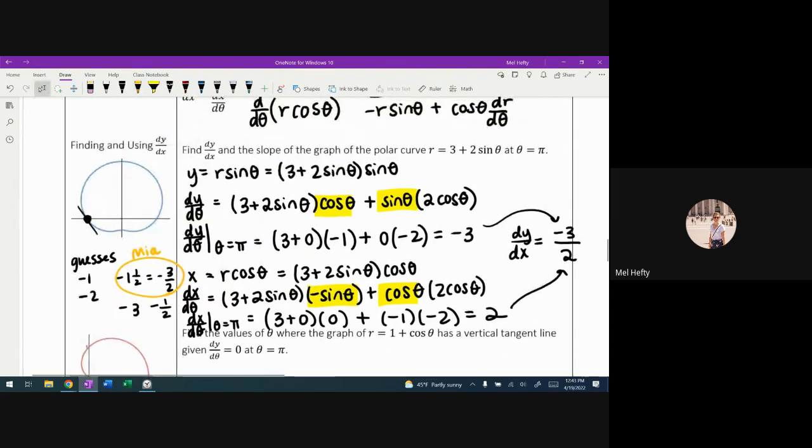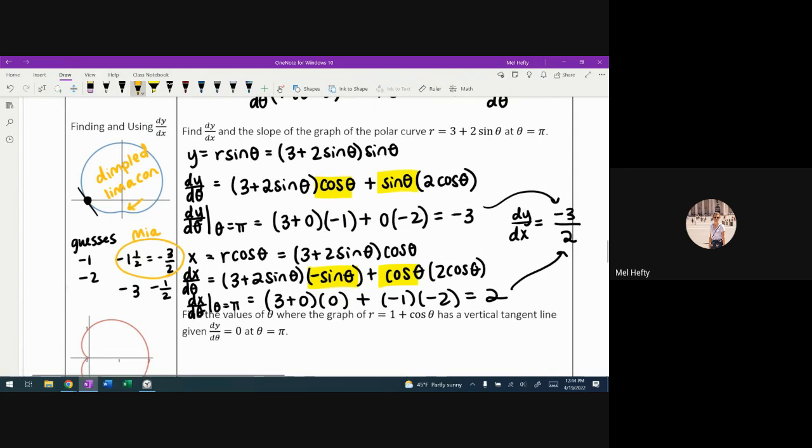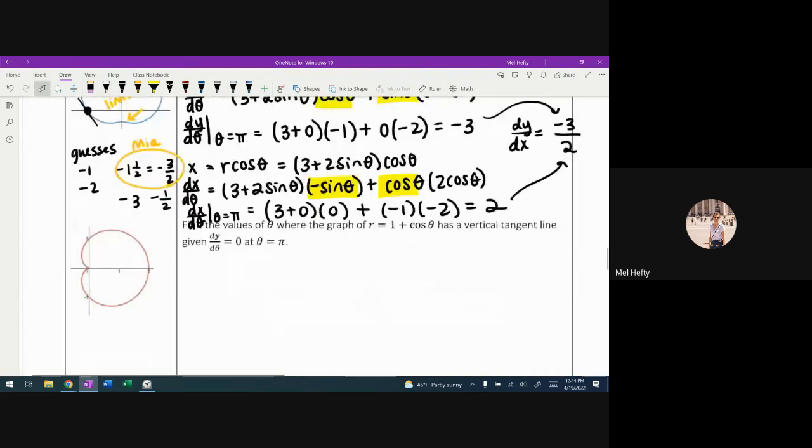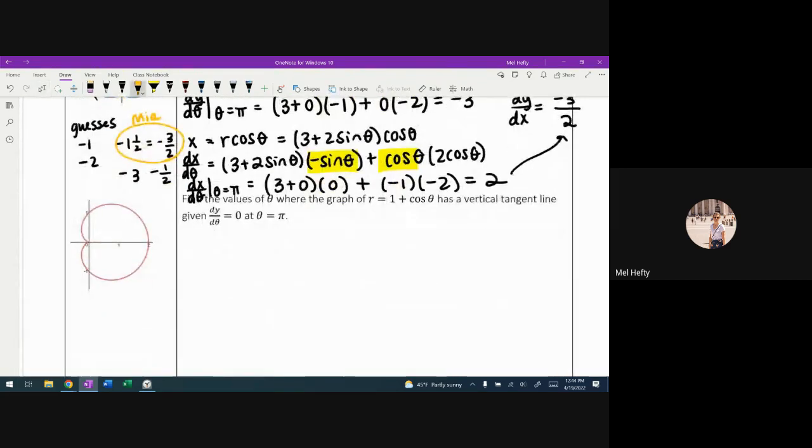Oh, P.S. This is called a dimpled limacon. Limacon, it's French. The c has, I think, one of the squiggles on it. This is the dimple part. All right, anyone think they know what this one's called? A cardioid. Like a heart. A cardioid.